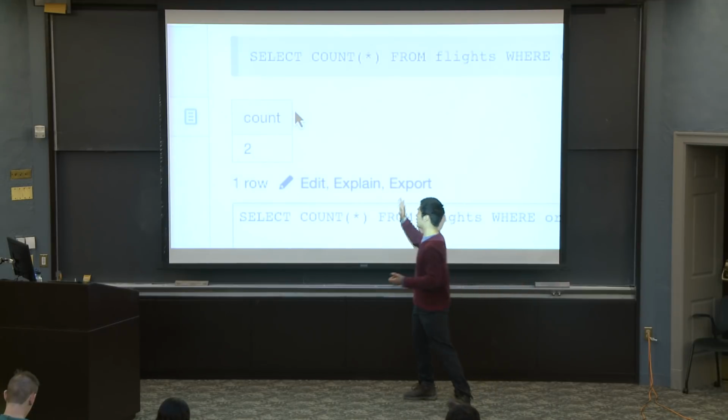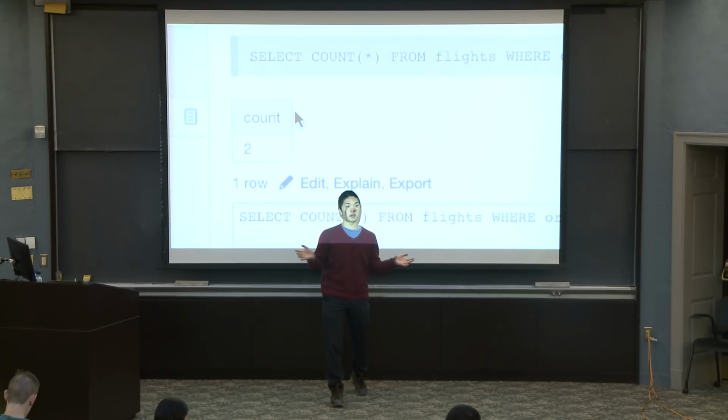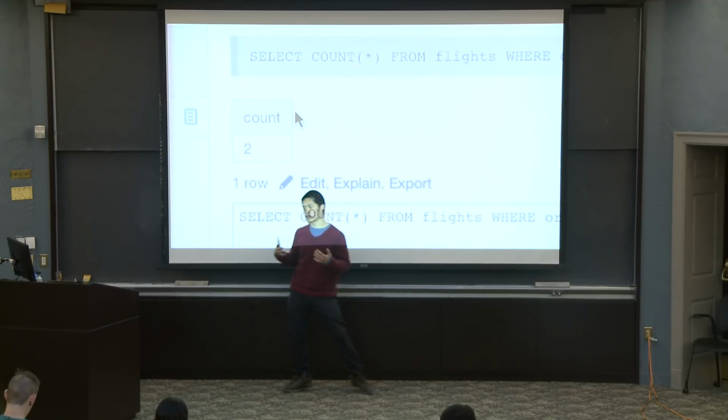The database is only returning the information I actually care about, just the count, and it's not returning the information I don't care about. If I don't care about where any of these New York flights are going, and I just want to know how many results there are, then all I need to do is return this count.